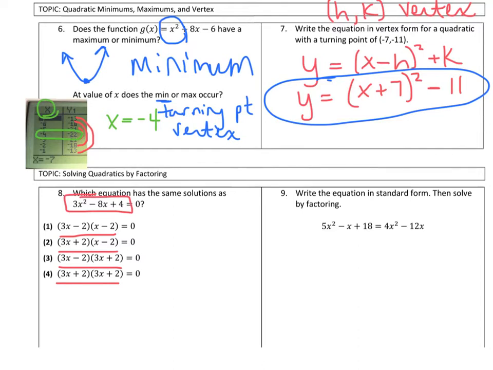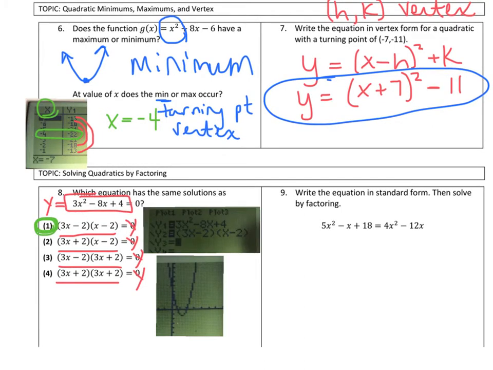So if I type this first equation, y equals 3x squared minus 8x plus 4, into my calculator and graph it, and then I type each of these into y equals, I can see which parabola matches up one on top of the other. When you do that, the first one actually matches up right away, right on top.